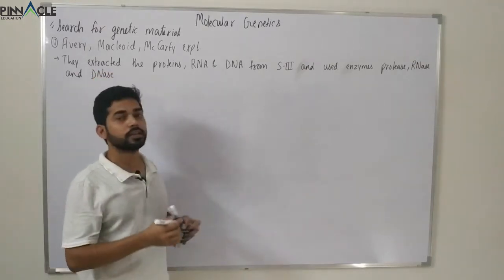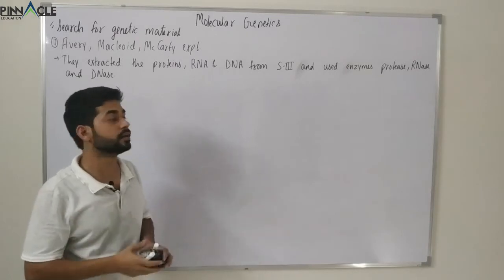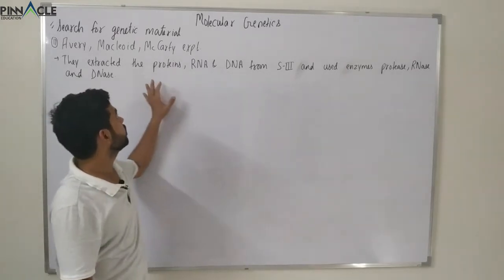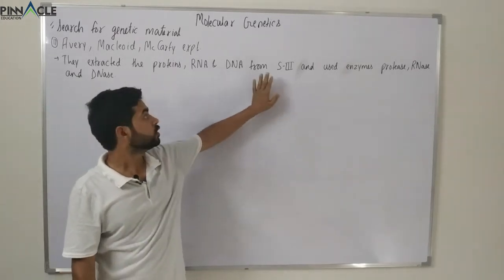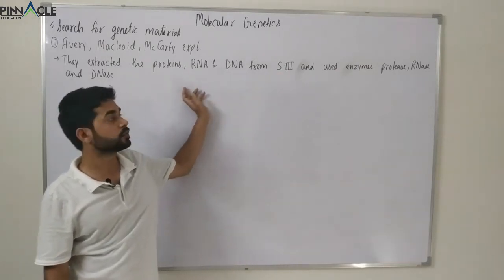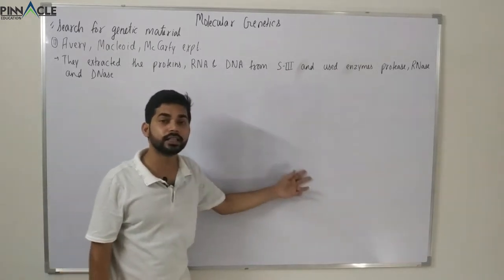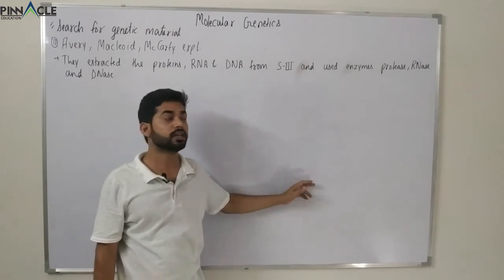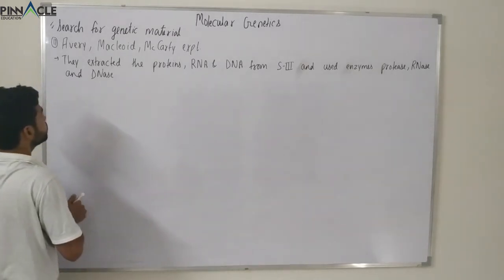So these people used the S3 dead bacteria and extracted from them proteins, RNA and DNA. From this bacteria these things were extracted, and then they again conducted the experiment done by Griffith. So we have to study what they did.